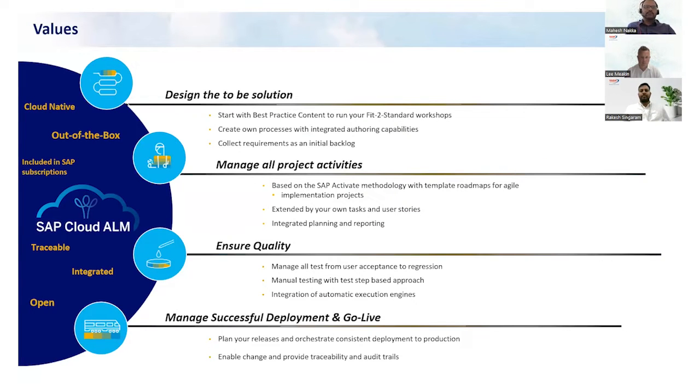So as I said, CALM is completely cloud native. When you design a solution, the best practices are completely available. You can just run through the fit to standard workshops by opening the CALM tool and running through the process diagrams, and if there are any requirements coming up within the fit to standard workshops underneath a process, you can log and track those requirements within the Cloud ALM.